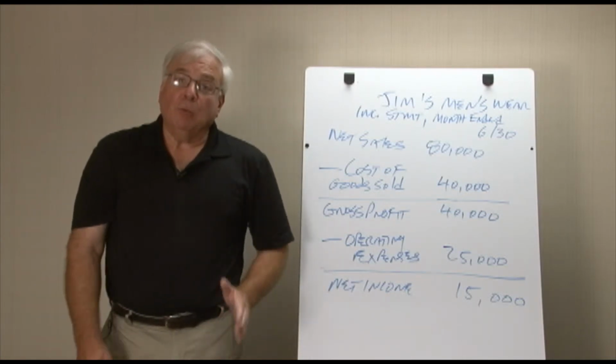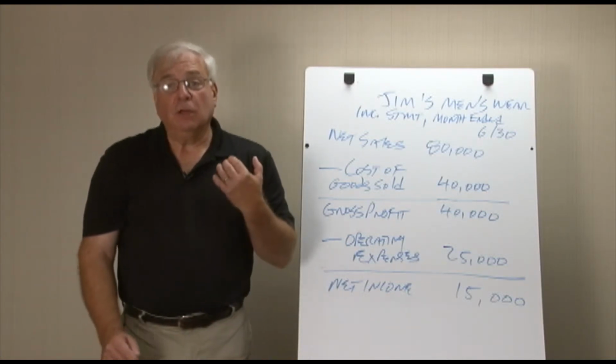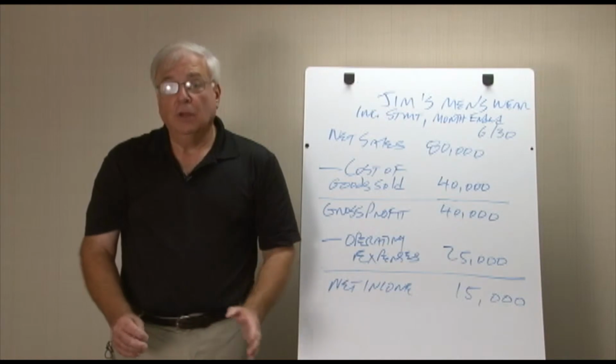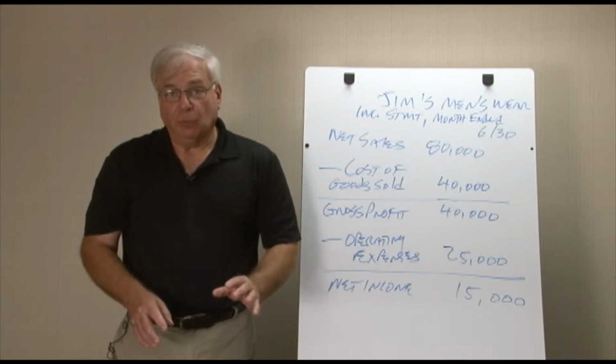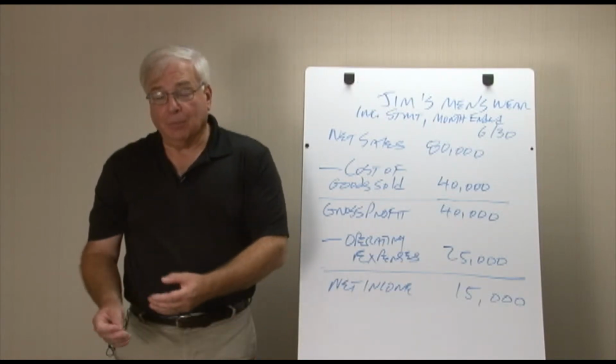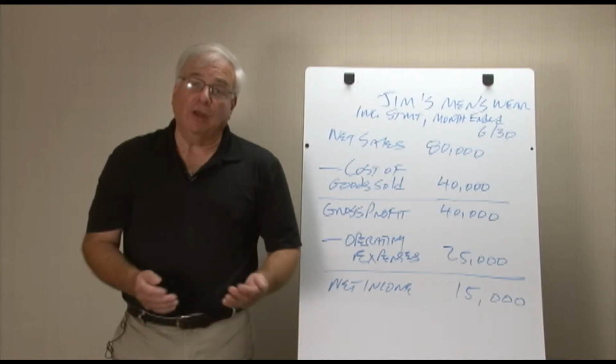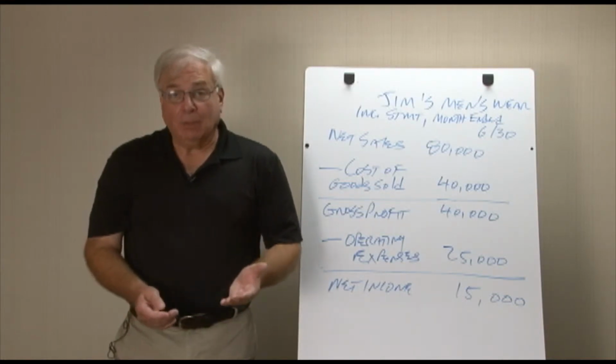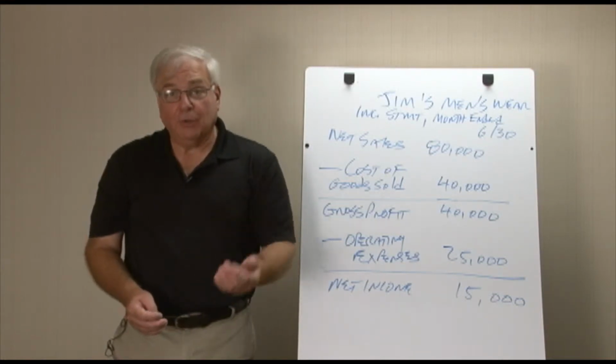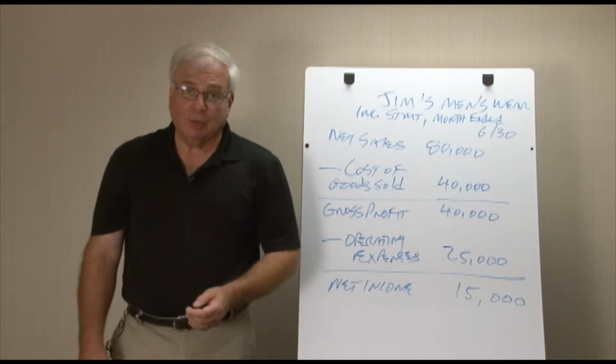So again, the multi-step statement lets the retail company monitor how much they're spending for selling expenses, operating expenses, to see if there's anywhere where they might be able to economize. If you've ever operated a store, you'll know what I'm talking about.